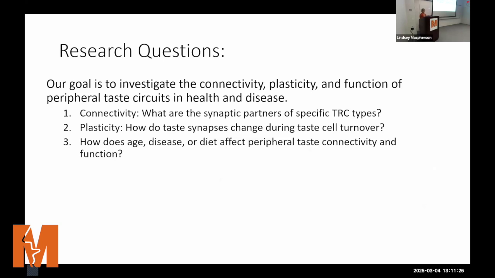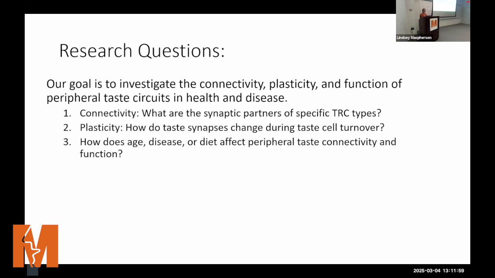Another question we want to answer is plasticity. How do taste synapses change during taste turnover? Obviously, as the cell dies, the gustatory nerve is left without a partner and then might need to find a new partner when new taste receptor cells are maturing and integrating itself into the bud. And then also in the midst of this, we want to identify how age, disease, or diet can affect peripheral taste connectivity and function. So these are the very broad aspects of the research that's ongoing in my lab.